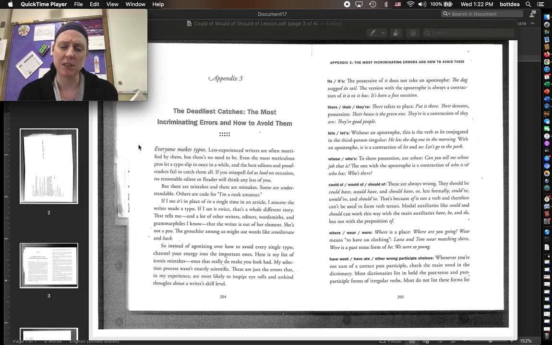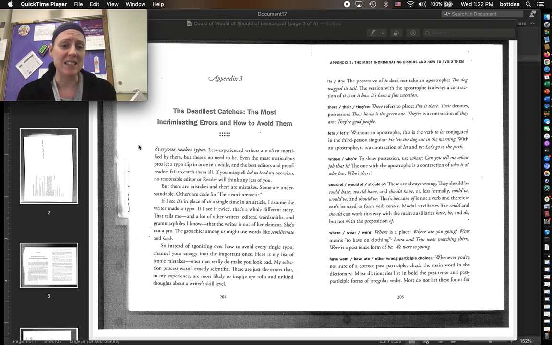Everyone makes typos. Less experienced writers are often mortified by them, but there's no need to be. Even the most meticulous pros let a typo slip once in a while, and the best editors and proofreaders fail to catch them all. If you misspell lead as lead on occasion, no reasonable editor or reader will think any less of you. But there are mistakes and there are mistakes. Some are understandable. Others are code for, I'm a rank amateur.